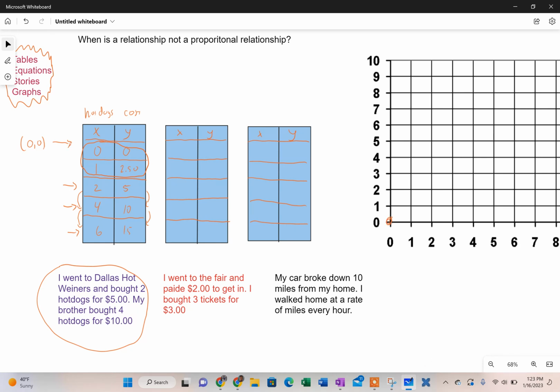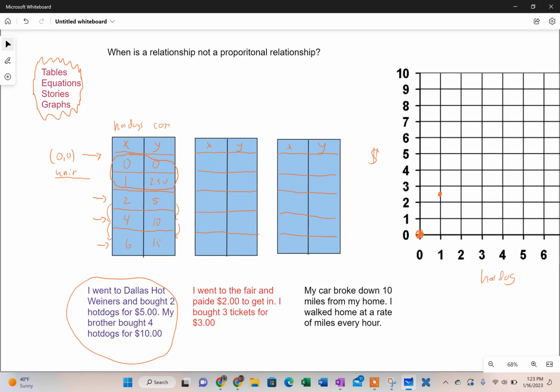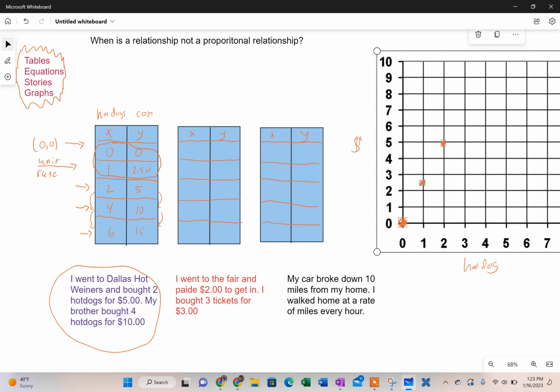So I'm going to put that point right here on my graph. This first one, where it says 1 and $2.50, means for every 1 hot dog, it cost me $2.50. That is the unit rate. You know that because I bought 1 hot dog. That's 1 unit, so it costs $2.50. Now, 2 to 5, that's right here, and 4 to 10, that's right there.